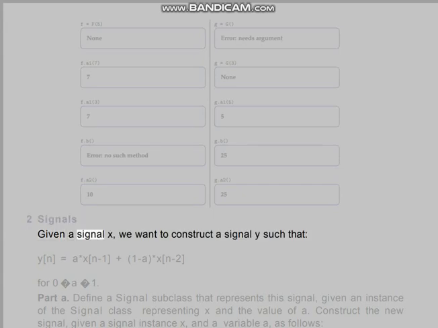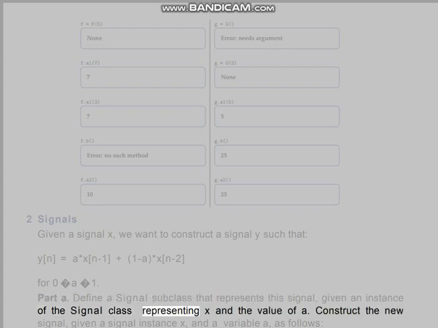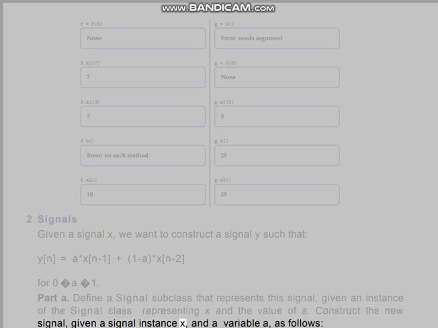Two signals. Given a signal x, we want to construct a signal y such that y[n] = a * x[n-1] + (1-a) * x[n-2]. Part A. Define a signal subclass that represents this signal. Given an instance of the signal class representing x and the value of a, construct the new signal, given a signal instance x, and a variable a, as follows.